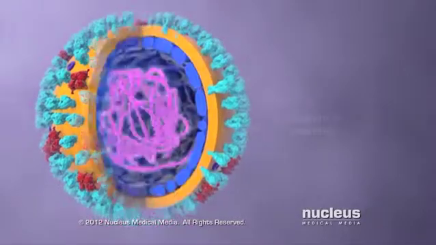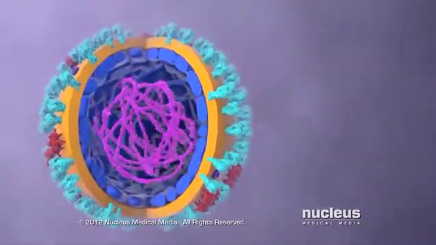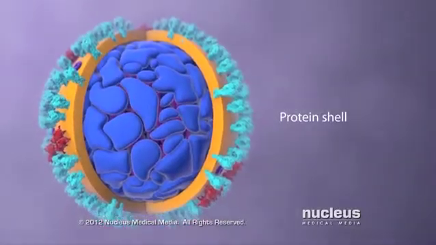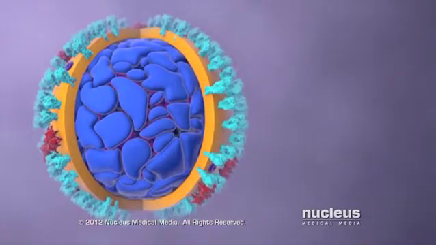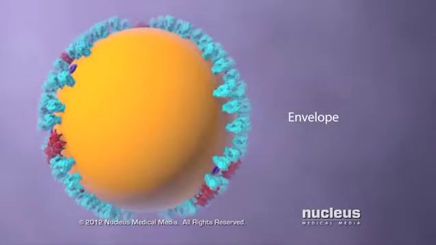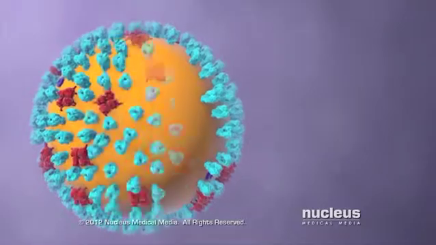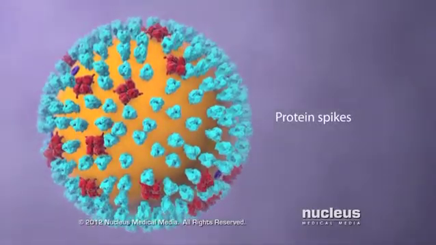Inside the virus, genetic material contains the information to make more copies of the same virus. A protein shell provides a hard, protective enclosure for the genetic material as the virus travels between the people or animals it infects. An outer envelope allows the virus to infect cells by merging with the cell's outer membrane. Projecting from the envelope are spikes of protein molecules.